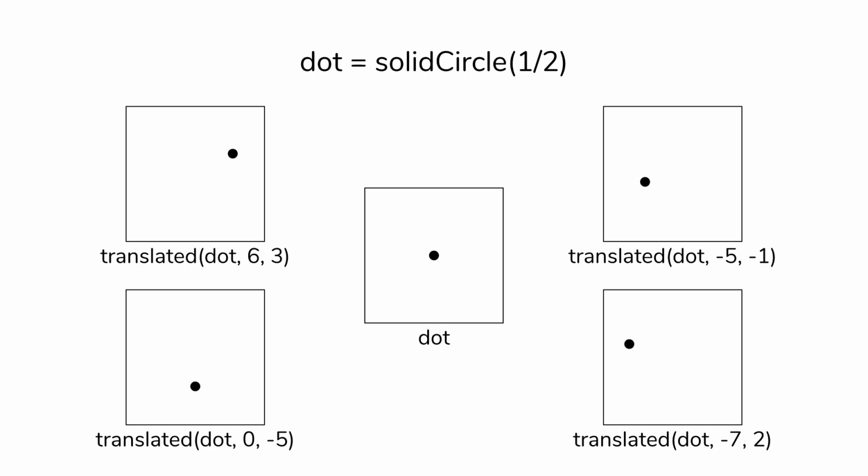And here's a dot which is moved left and up. The -7 in the x position means move 7 to the left. The 2 in y is positive, so that means move up by 2 units. Remember, the x direction or horizontal movement comes first, and the y direction or vertical movement comes second.